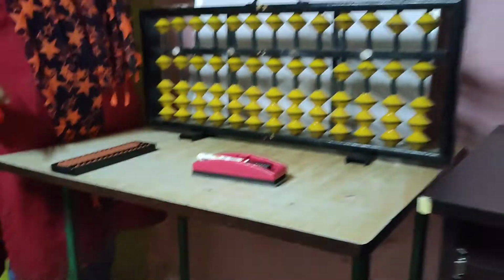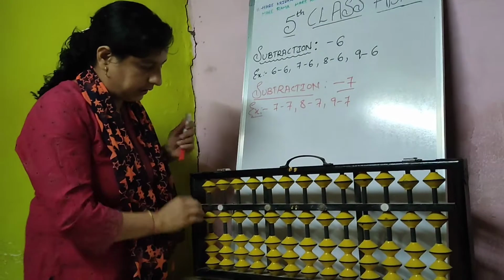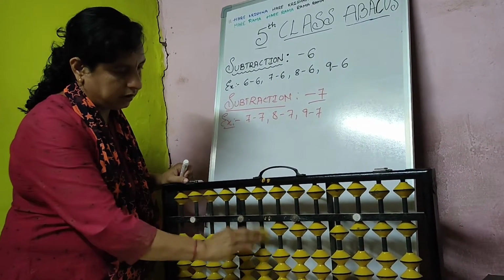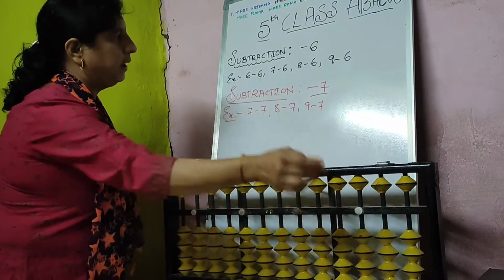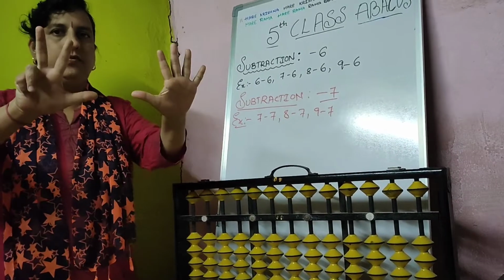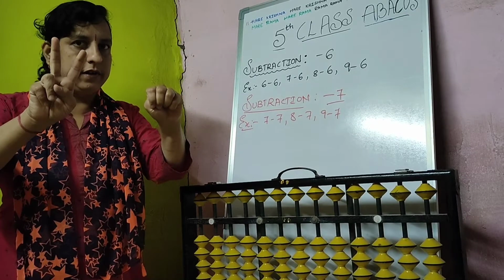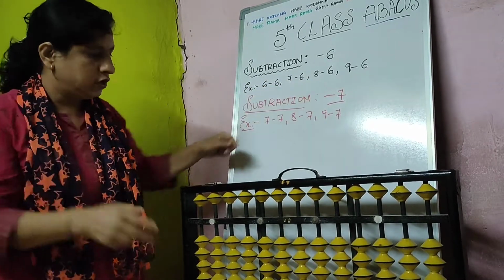Okay. Now next, 8 minus 6 we will do. First I will clean my big abacus. I have got 8 chocolates. From 8 chocolates I will eat 6 chocolates. So how many will remain? 2 chocolates. So my answer should be 2. So I will do it here.